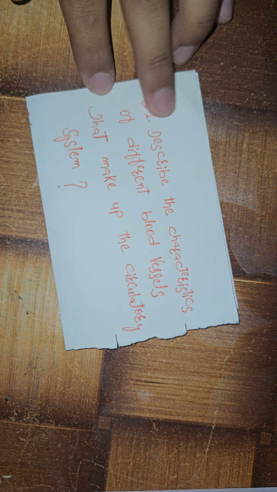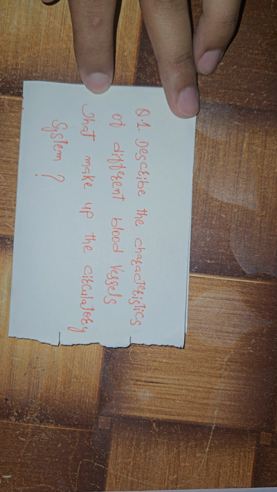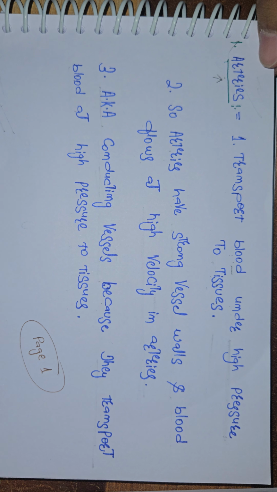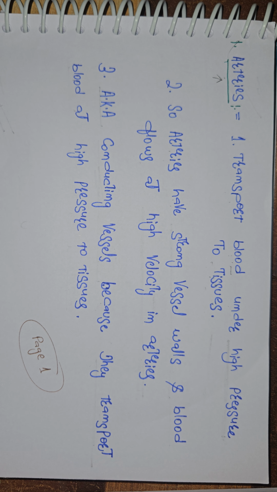So this is our question of interest. Describe the characteristics of different blood vessels that make up the circulatory system. The way I teach you this video, it is in this manner you will write the answer of this question in your university examinations. Clearly? So the different blood vessels that make up the circulatory system are, number first, arteries.